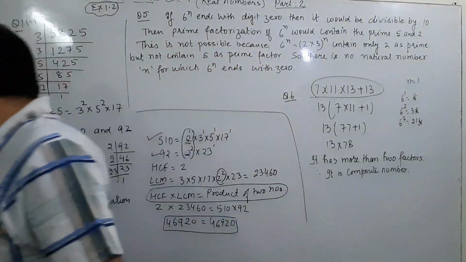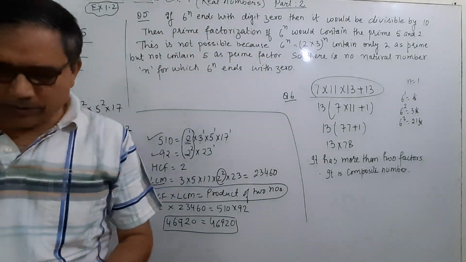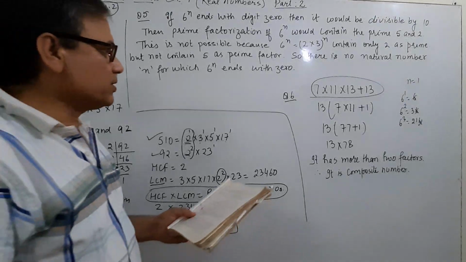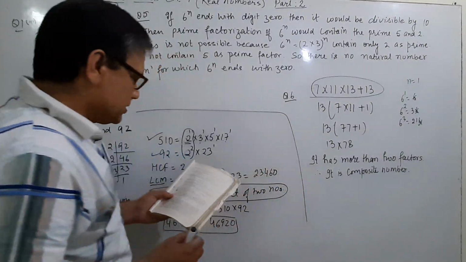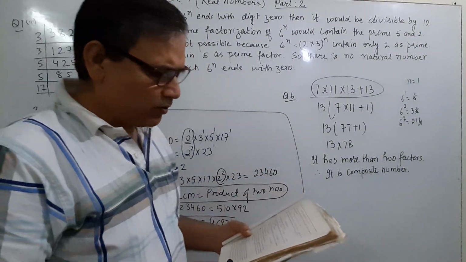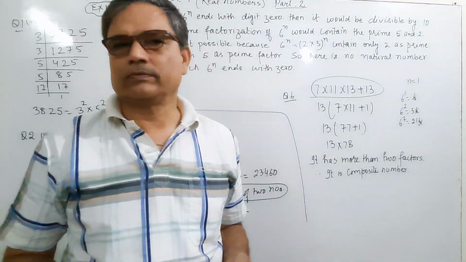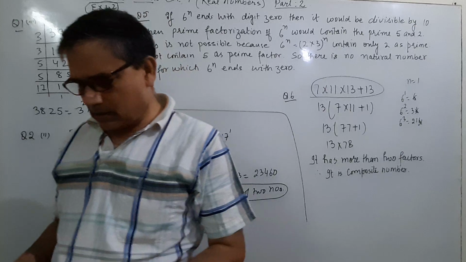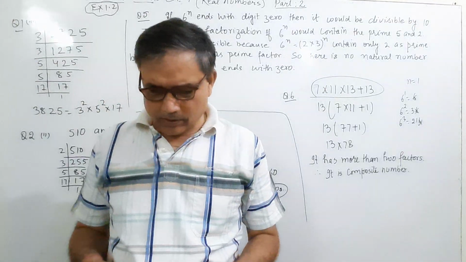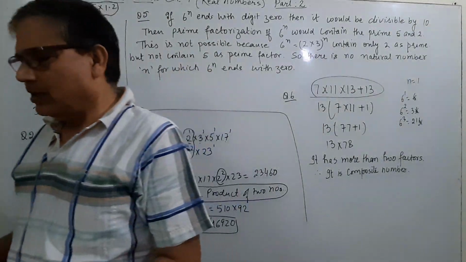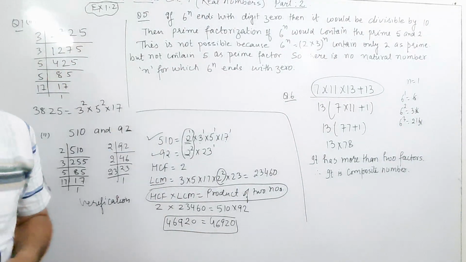Similarly, for the second part, we have to take something common. We have 7 into 6 into 5 into 4 into 3 into 2 into 1 plus 5. Here we take 5 common. For the 7th question, you find out the LCM yourself. And now move to exercise 1.3.